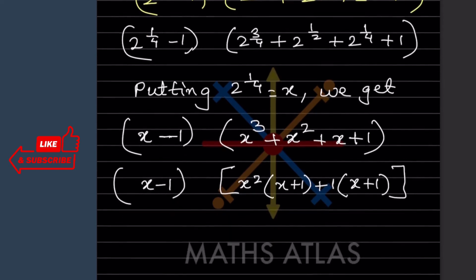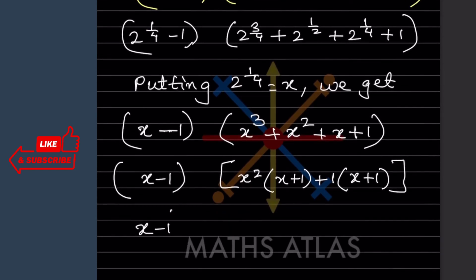Now let us write the first bracket as it is. In the second one, we can see this x plus 1 is the same in both the brackets, so we can write it only once. So that is going to be x plus 1. And then in the other bracket, we will write what is outside the bracket, that is x square plus 1. So now let us write that x square plus 1.